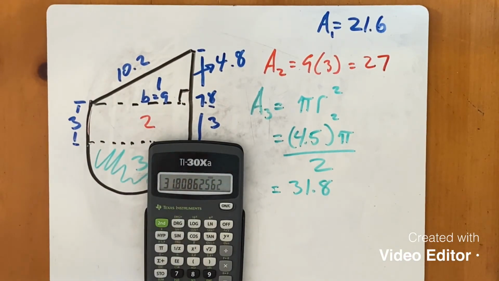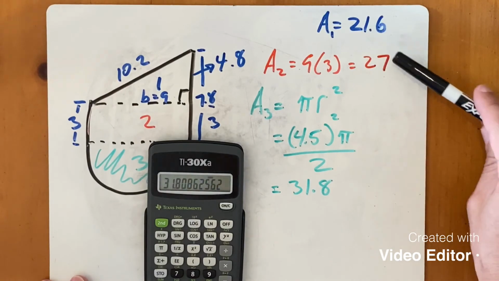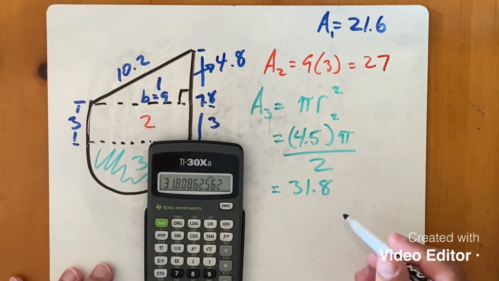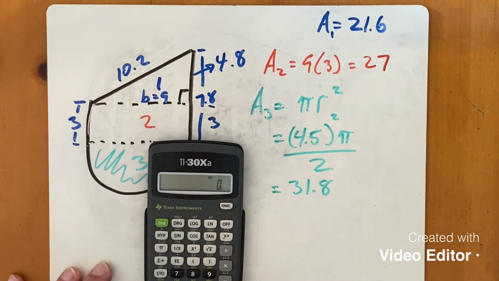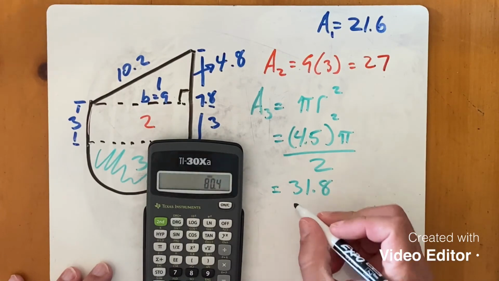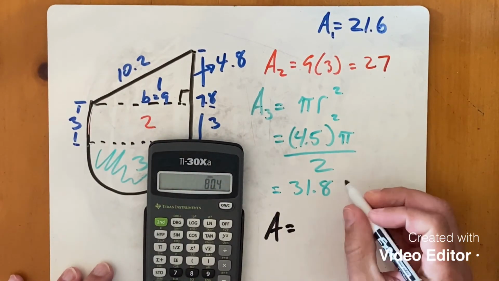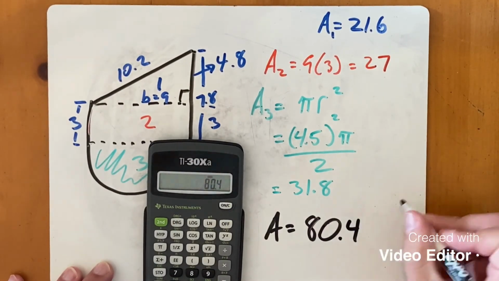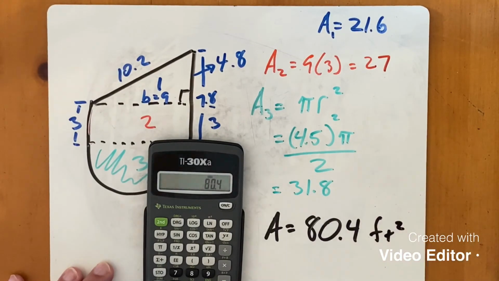All right. So now we've got our 3 areas, 21.6 for the triangle, 27 for the rectangle, and 31.8 for the semicircle. So we're going to add those 3 areas together. So we're going to do 21.6 plus 27 plus 31.8 equals, and our total area for this composite figure should come out to be 80.4. And the units was feet, so our area is in square feet.